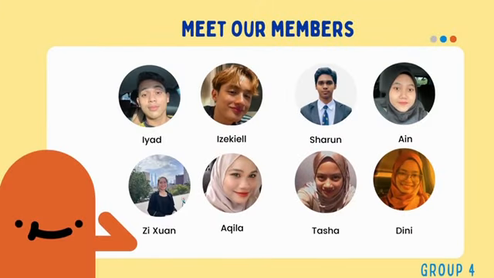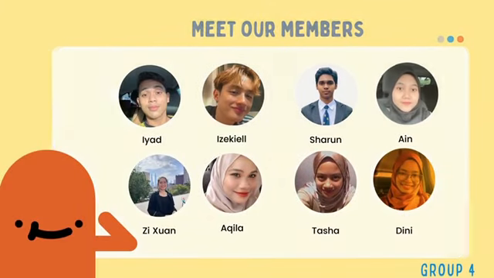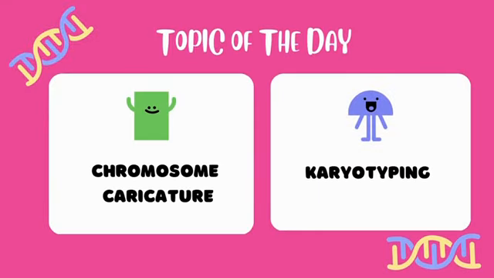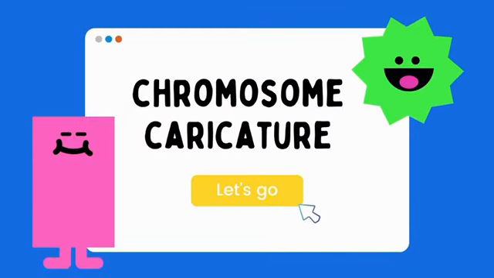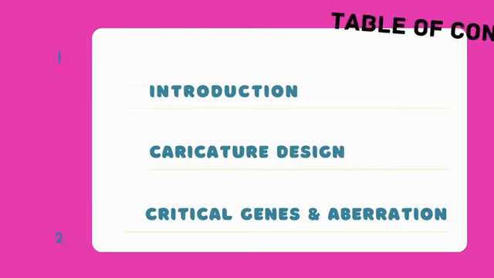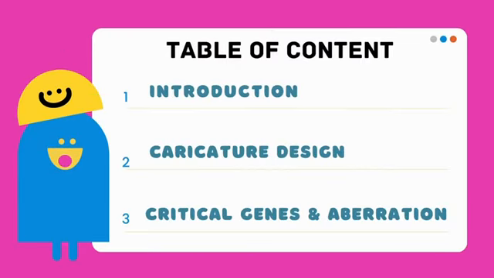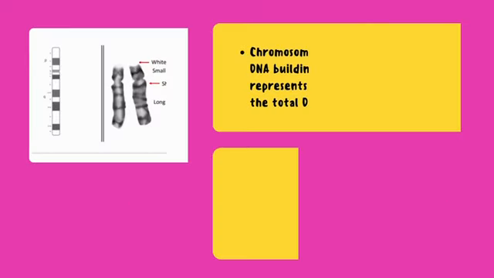So these are our group members. We consist of 8 members in total. For the topic of the day, we'll be mainly discussing chromosome caricature and karyotyping. This video will consist of 2 parts, and this first part will mainly discuss chromosome caricature. So for the table of contents, these are the things that I will be discussing.